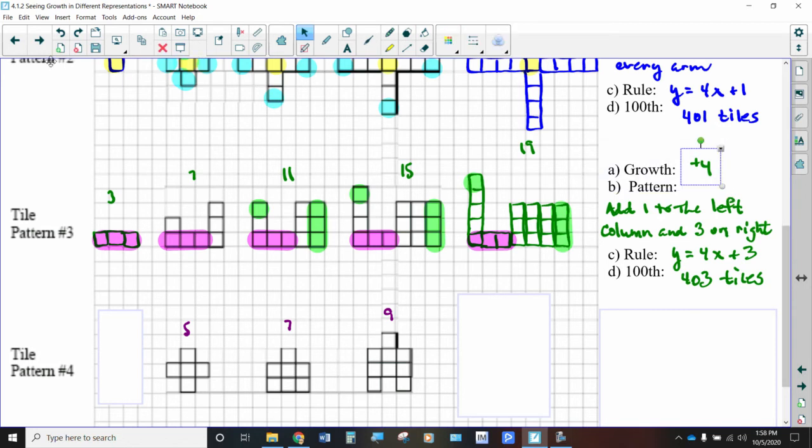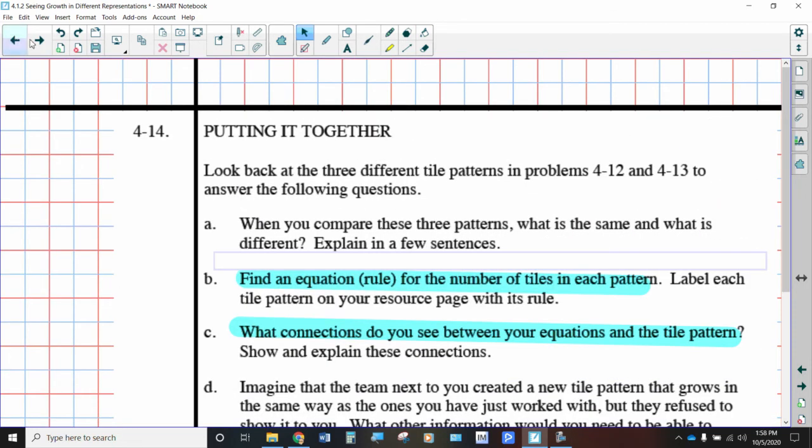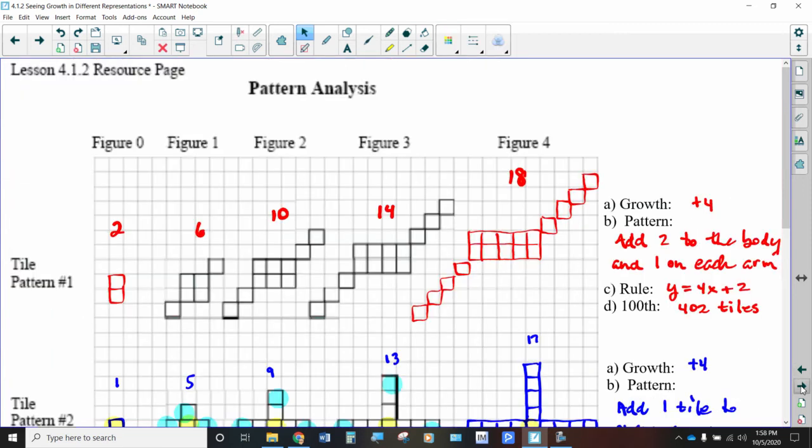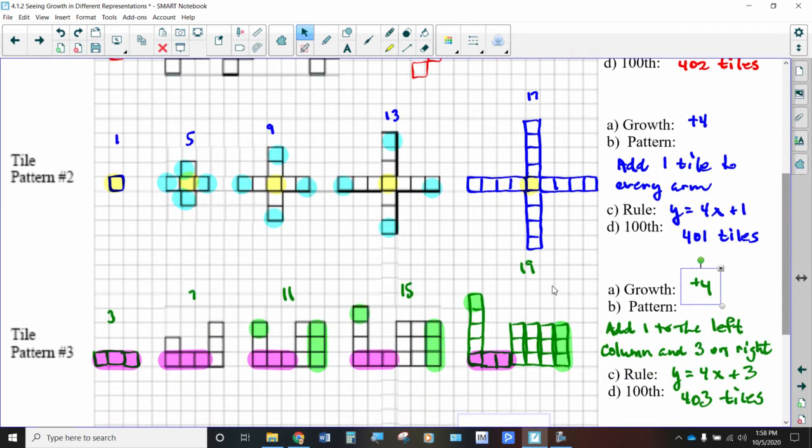Now let's take a look at some questions that we had here before we got to this problem. So it says, when you compare these 3 patterns, that was A, B, and C, what is the same and what is different about each one of those patterns? So what did you notice was the same thing that happened for all of them?